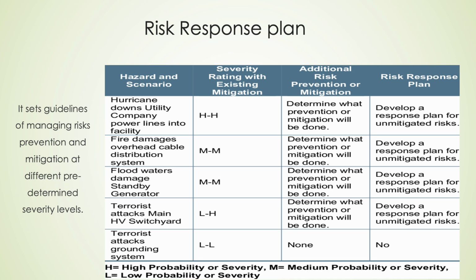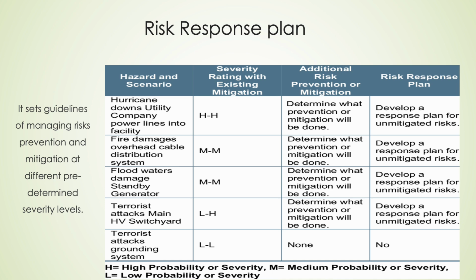High-severity risks like hurricanes crippling power lines demand immediate mitigation, reinforced infrastructure, real-time weather monitoring, and redundancy protocols to avert catastrophic operational shutdowns. Medium threats, including fires or floods damaging critical systems, require targeted safeguards such as fire-resistant materials, elevated generator placements, and rapid response recovery teams.